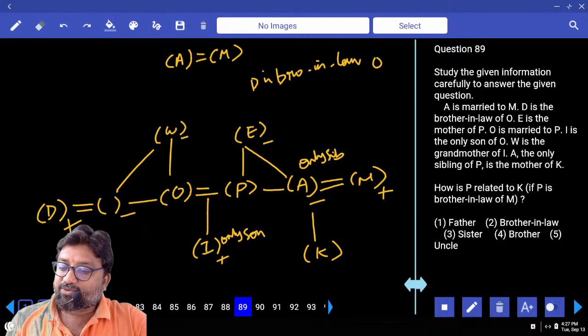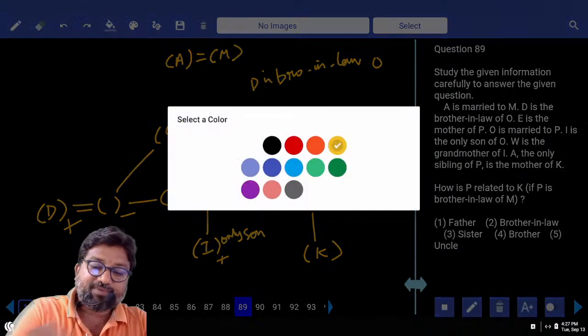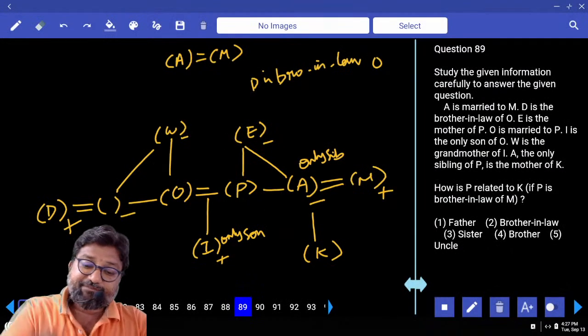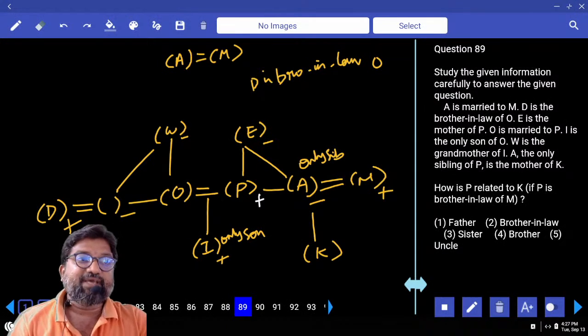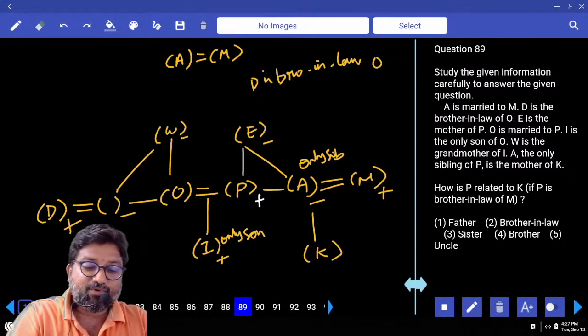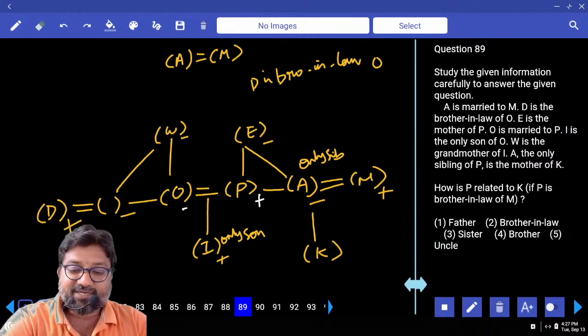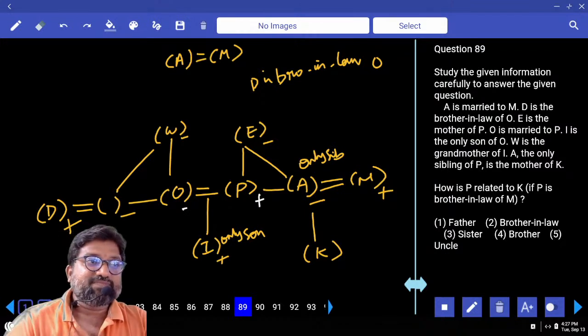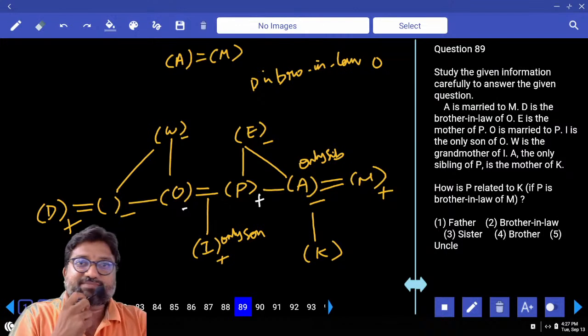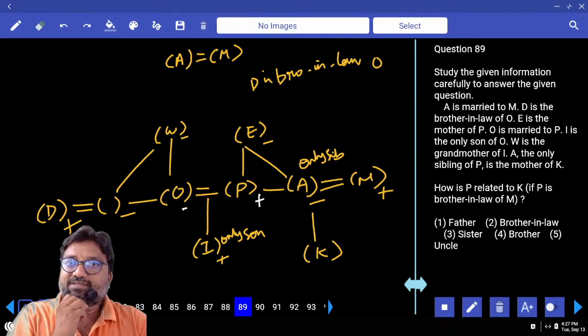How is P related to the brother-in-law of M? If P is the brother-in-law, then if P is male. O is female. How is P related to O? He will be the uncle then. This is applicable only for this question.